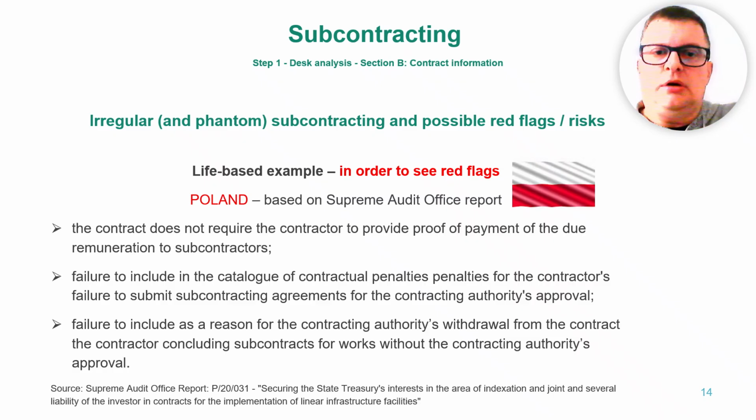No withdrawal clause for unauthorized subcontracting. Contracts don't give the contracting authority the right to withdraw if the contractor signs subcontracts without approval. This loophole allows contractors to bypass oversight and bring in subcontractors without the authority's knowledge or consent.